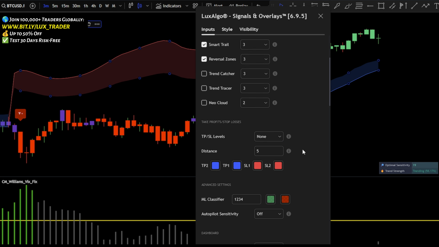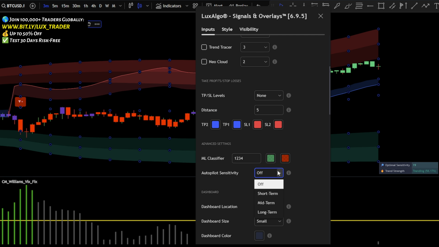Lastly, activate the autopilot sensitivity by selecting one of the frequency options. This feature dynamically adjusts the signal's frequency, so be sure to experiment with each option on your asset and time frame to find the best fit. Personally, I prefer using the mid-term sensitivity for this strategy. Now, on to the fun stuff.